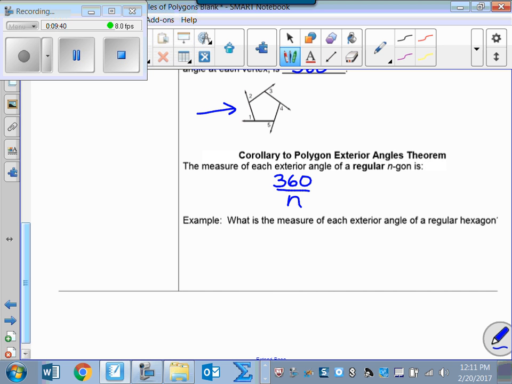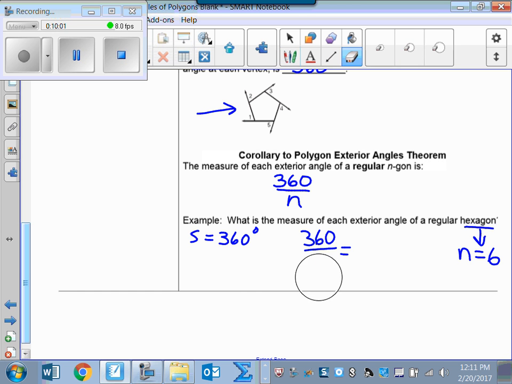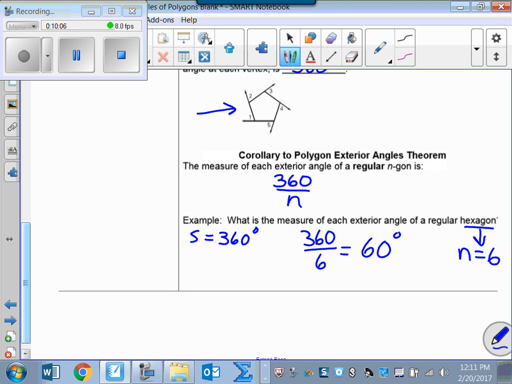So, for example, if I have a regular hexagon, a hexagon has 6 sides, right? So if I want the measure, I know the sum of the measures is 360, regardless of how many sides the polygon has. If I want to know the measure of each angle, then I'm just going to divide 360 by n, which is 6, and that's going to tell me that each one of those angles on the exterior of the polygon measures 60 degrees.